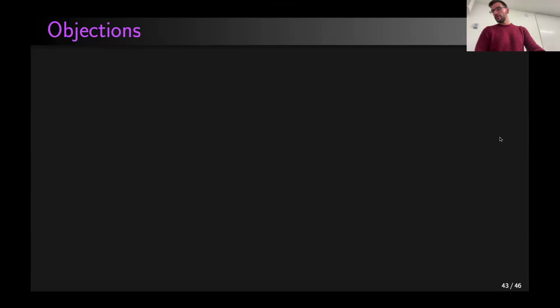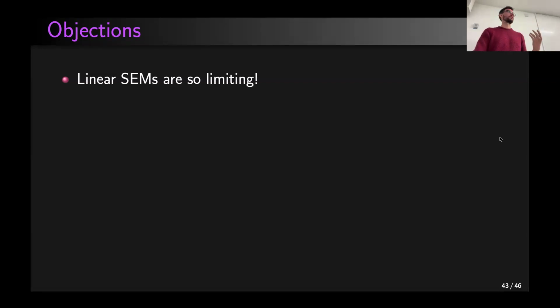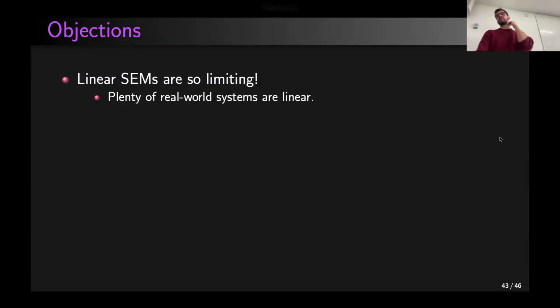All right, I want to wrap up if I've got time. Yeah, I'm just about at time, with some objections. So the first objection, which we got a lot, is: why this linear assumption? That's so limiting. Plenty of systems are linear.